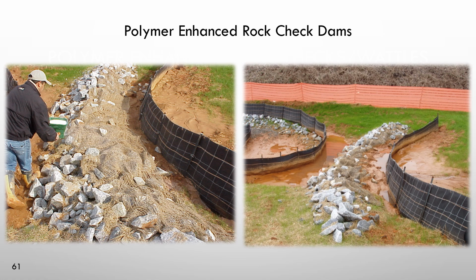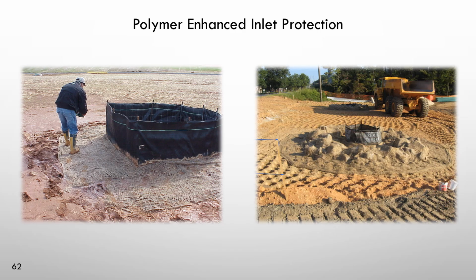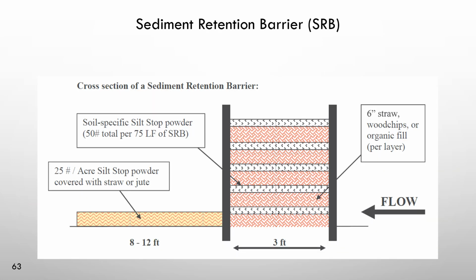So by adding a little bit of polymer and jute matting, we can now flocculate those fine particulates as they move through that rock check, capture those particulates, and now we have a clarification device. And so we're improving that water quality as we go through. This is the same thing with inlet protection. Again, silt fence. A really great BMP that we promote is the sediment retention barrier.